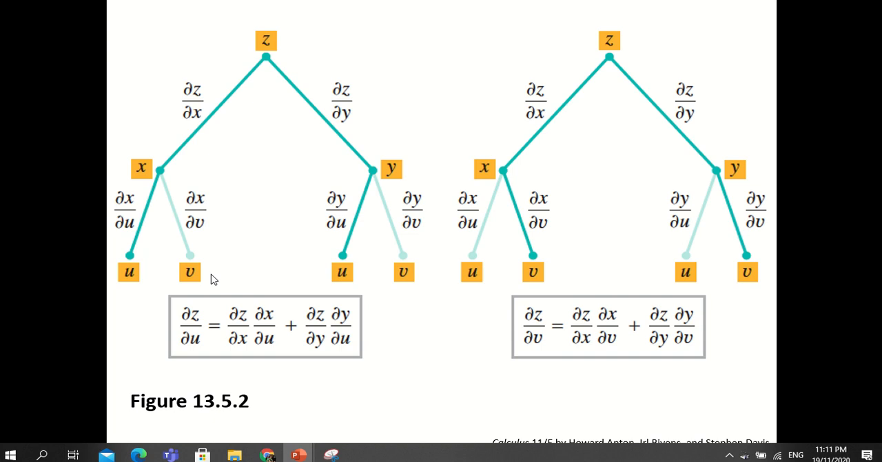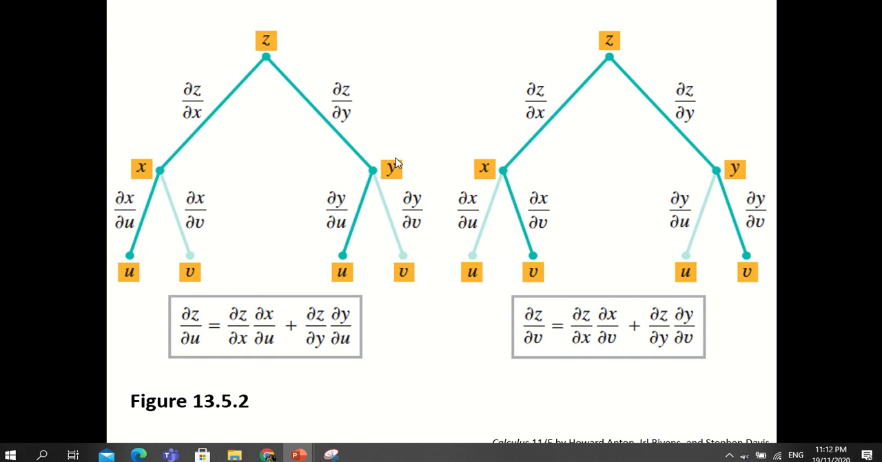So we have here z, and we take the partial derivative of z with respect to x because we have x here. And our x is a function of u and v. And our y here is also a function of u and v. So first we split z into two parts. We have the partial derivative of z with respect to x, and on the other side, the partial derivative of z with respect to y.